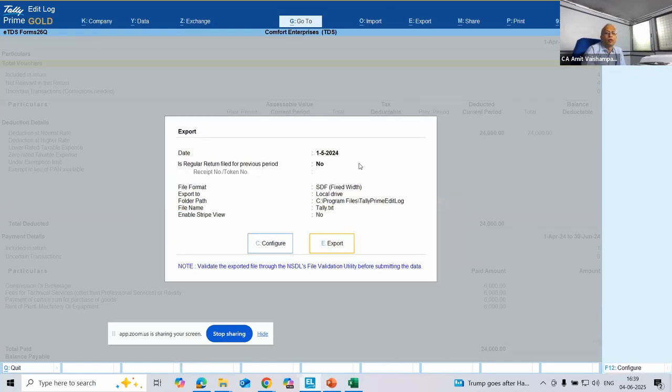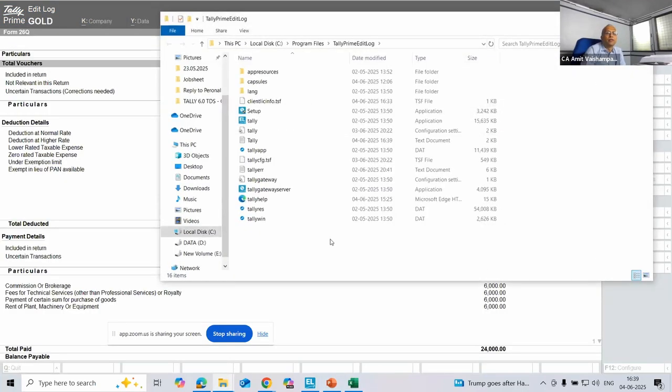It gets exported and it goes and saves under this particular text document file. This is what is required to be done for the file validation utility. That's all that is required.